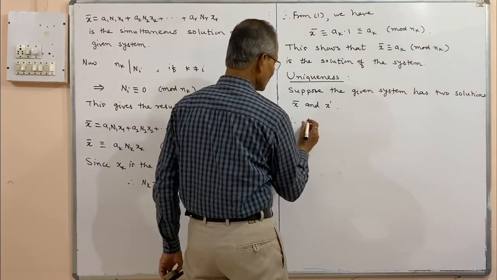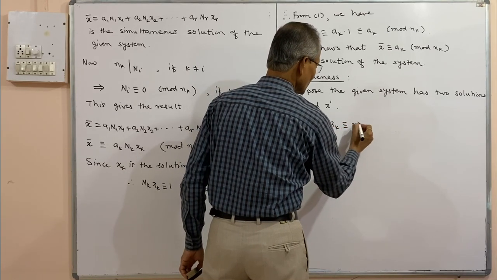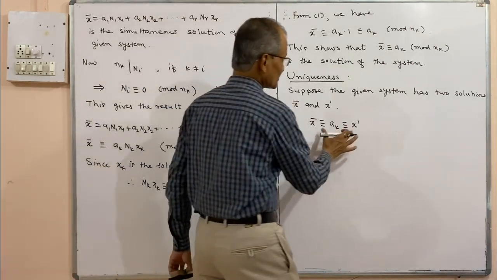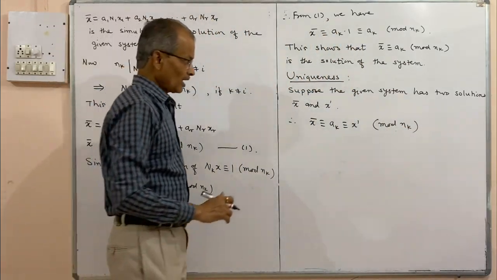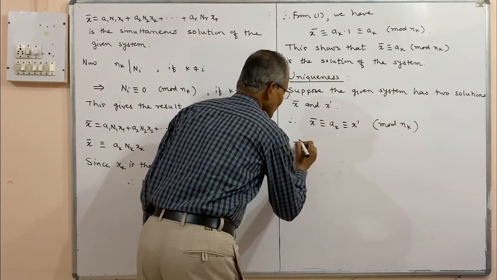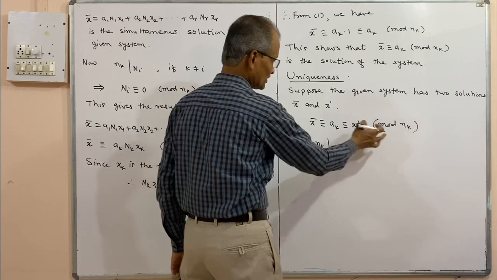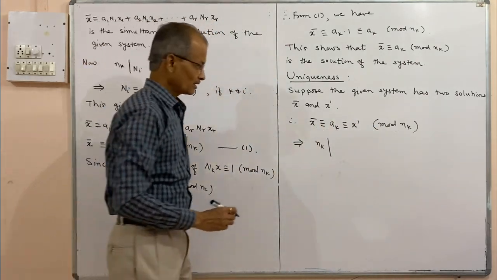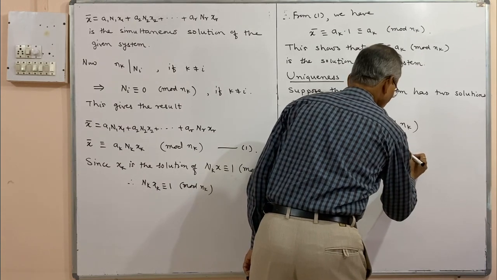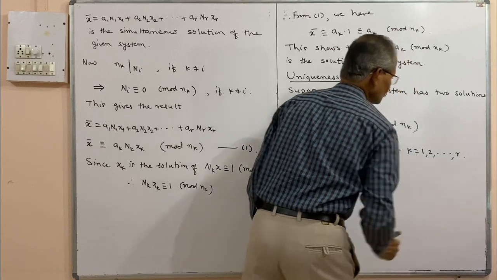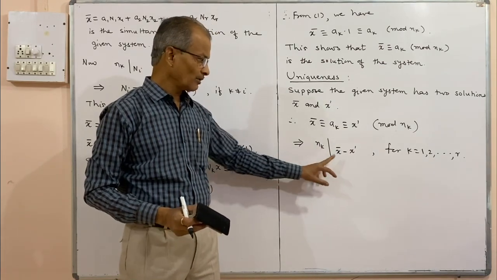So therefore, these two are solutions, means x bar is a solution, so x bar is congruent to ak. And x dash is also a solution, therefore x dash is also congruent to ak. And both satisfy this, and this is under modulo nk. Two solutions we have seen. And what does this imply? By definition of congruence, x bar is congruent to x dash modulo nk means nk divides the difference of these two, x bar minus x dash. And this is true for k taking values k is equal to 1, 2 up to r. And thus each nk, n1 divides this difference, n2 divides this difference and so on.